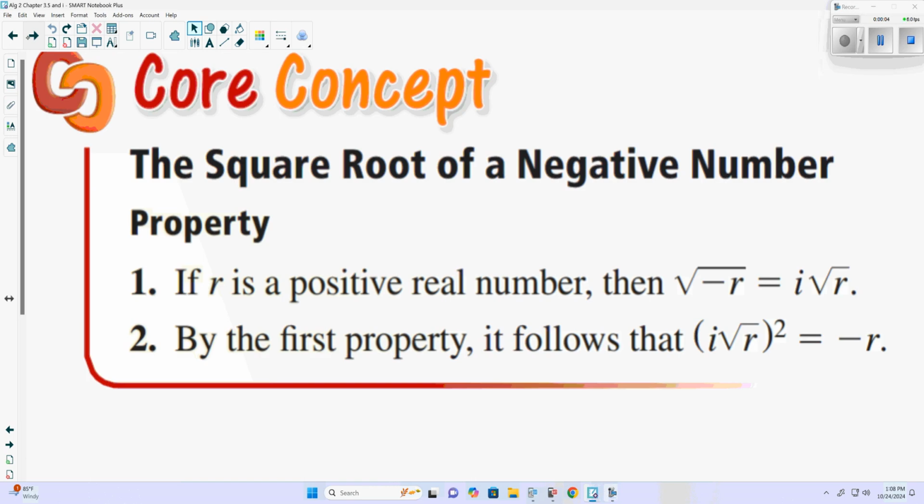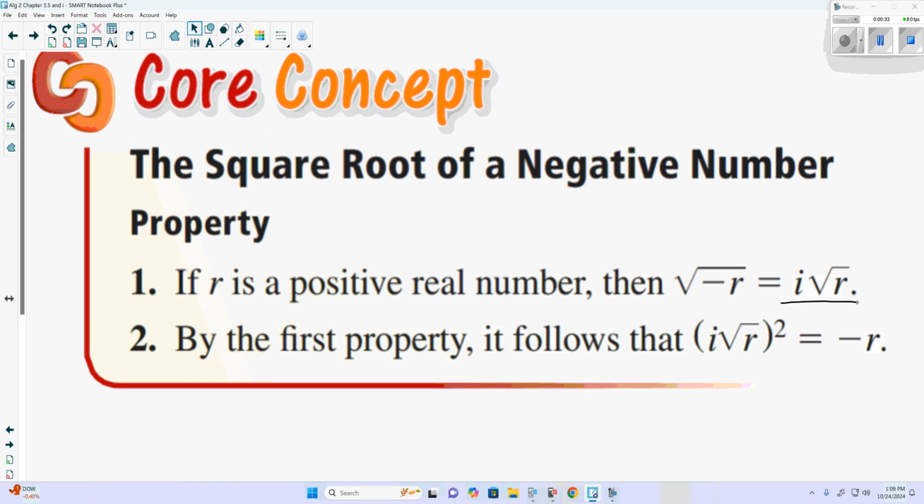All right, guys, our first theorem of the day, the square root of a negative number property. If r is a positive real number, then when we take the square root of negative r, we get i square root of r. That's pretty much what we were talking about the last few days. When we take the square root of a negative, the negative comes out as i, and then we reduce the radical r.